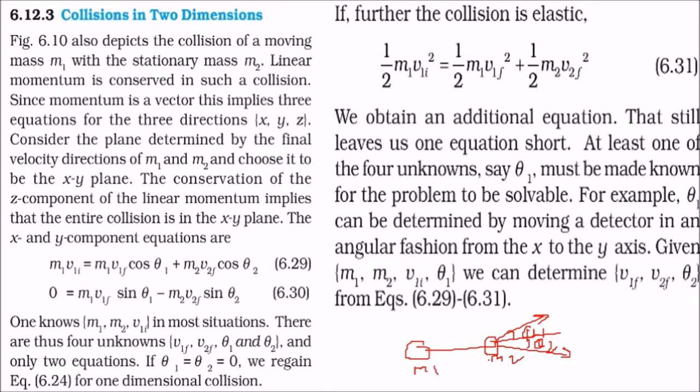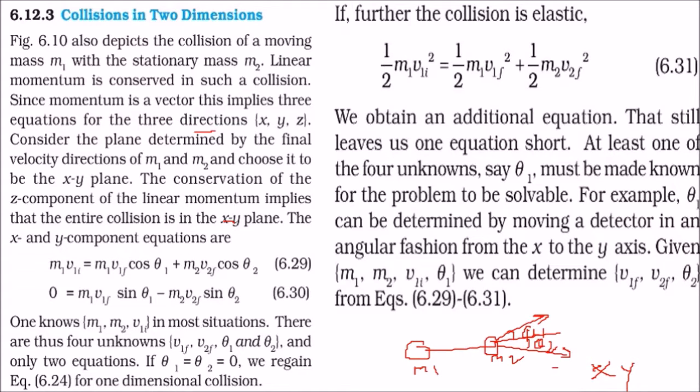Linear momentum is conserved in such a collision. Since momentum is a vector, this implies we have three equations for the three directions x, y, z. So just consider the plane determined by the final velocities of M1 and M2, say the x-y plane. The conservation of the z component of linear momentum implies that the entire collision has to be in the xy plane.